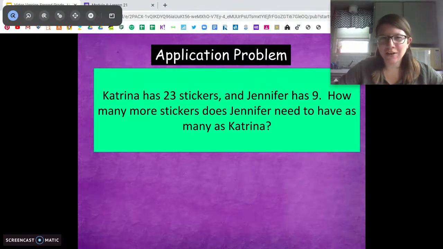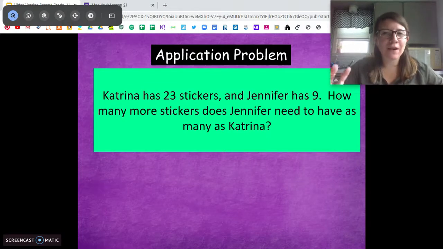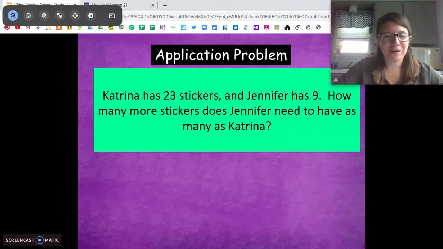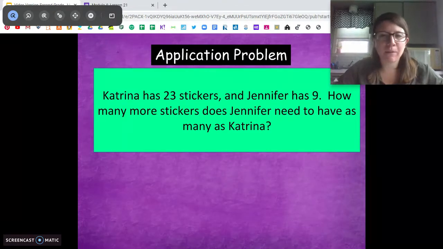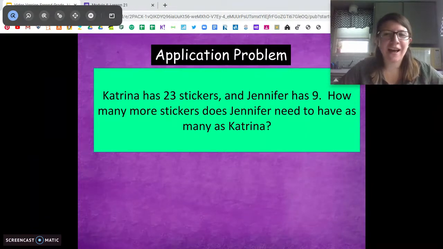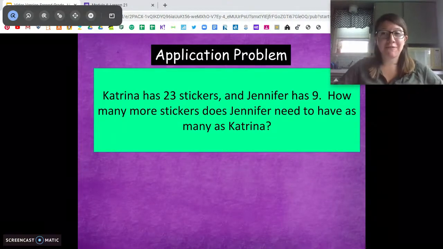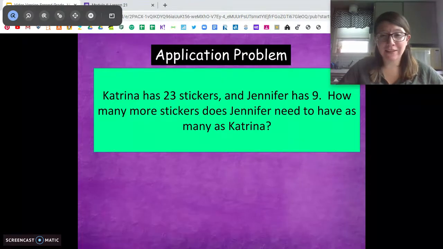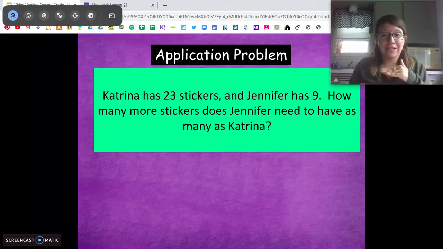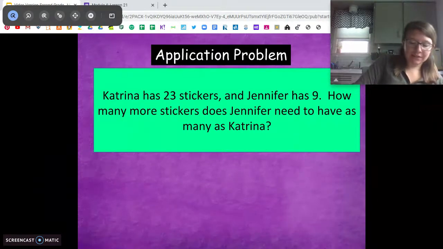In that question, there are some key words that help us decide what to do with these two numbers. What do you think those keywords are? Pause and talk to someone at home about that. So when I read the question, I hear how many more. When I hear how many more, I think they're asking us to find the difference between these two numbers. When we're looking to find the difference, are we adding or are we subtracting? Yeah, we're going to subtract. So our number sentence is going to be 23 minus 9.